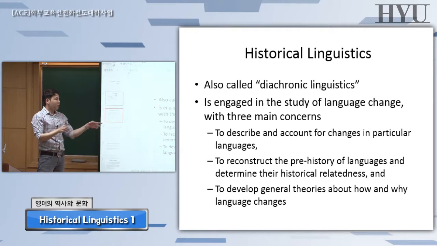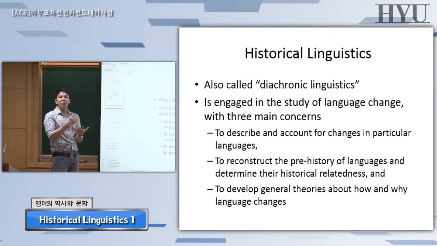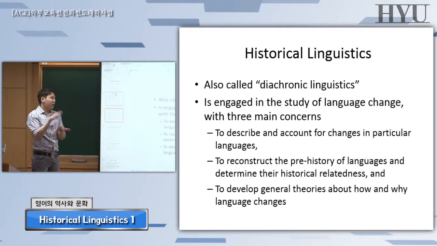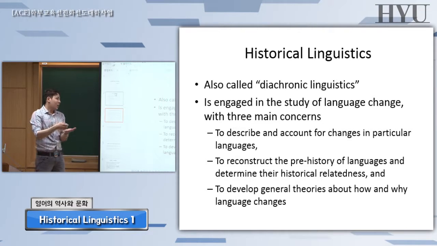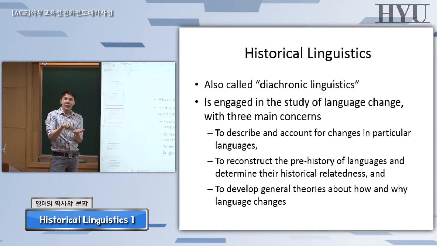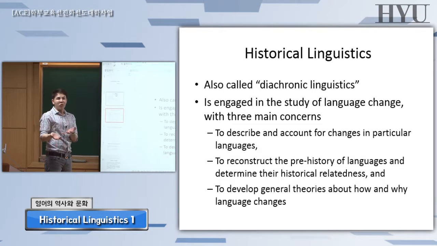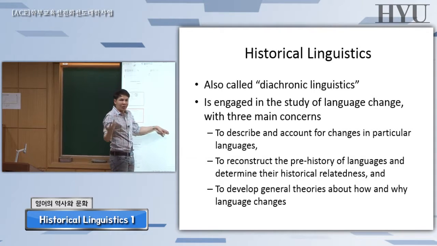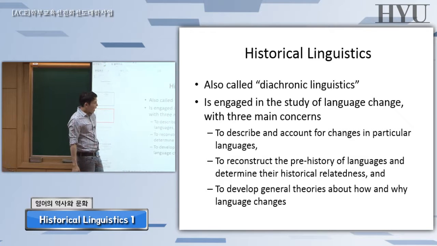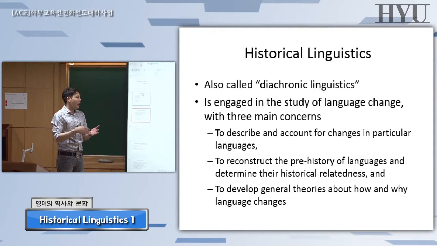So in this case, we have to do what we call reconstruction. So we have to reconstruct how people spoke English that day, or even before that period into Middle English like Chaucer, or into the Old English period. We have to reconstruct because what we have is based on written evidence only. So we have to use written evidence to reconstruct the sounds of earlier English, just like earlier Korean or Japanese or Chinese. And finally, to develop general theories about how and why language changes. So this is for language change in general. Okay?